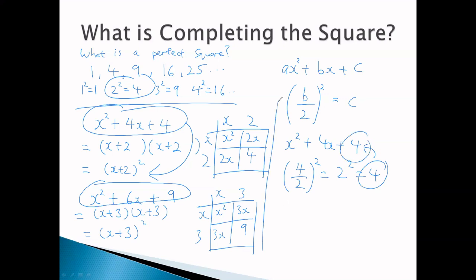How about the next one? x squared plus 6x plus 9. Okay, what's my b? My b is 6, right? So if I take b over 2, so 6 over 2, and I square it, I should get 3 squared, which is 9. And it equals c. So now I know that this is a perfect square. So what has this got to do with this whole topic? Let me clear my screen.